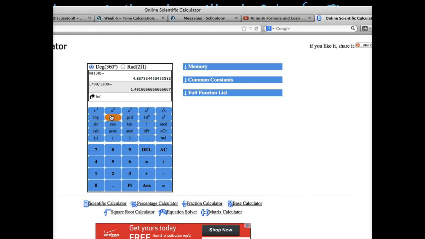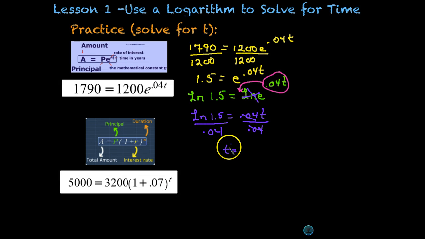Natural log of 1.5 divided by 0.04 gives me 10.14. 10.14 years. So that's how long it will take for my $1,200 to grow to be $1,790 at an interest rate of 4% compounded continuously.